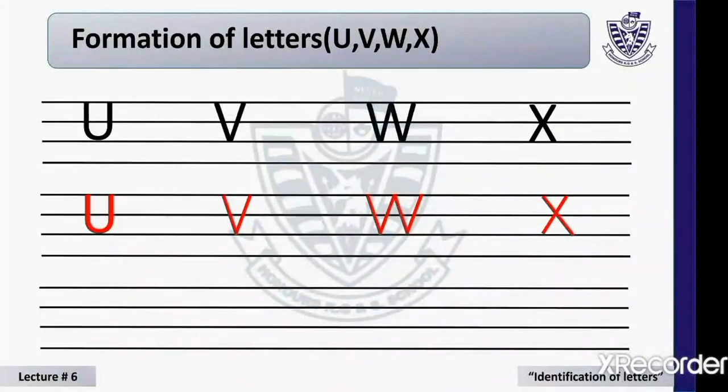It will become X. U. Straight line, slanting line with curve, again straight line. It will become U. Slanting line, again slanting line. It will become V. Slanting line, again slanting line, again slanting line, again slanting line. It will become W. X. Slanting line, again slanting line. It will become X.